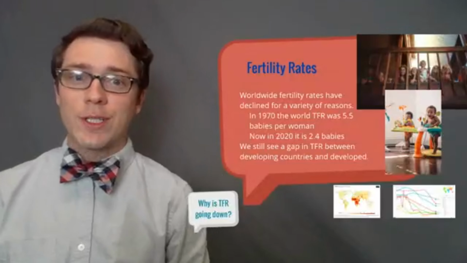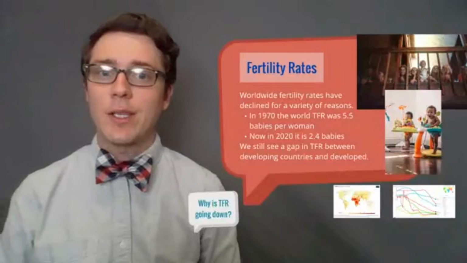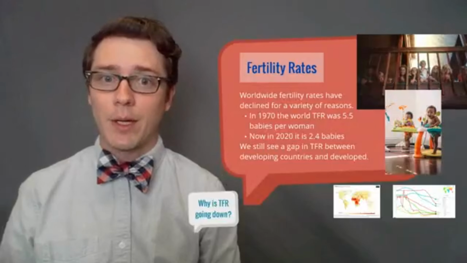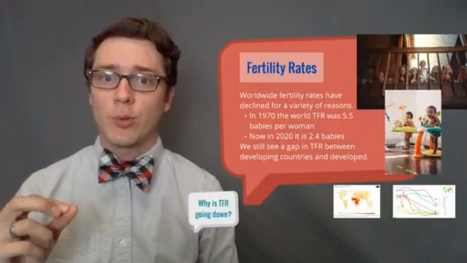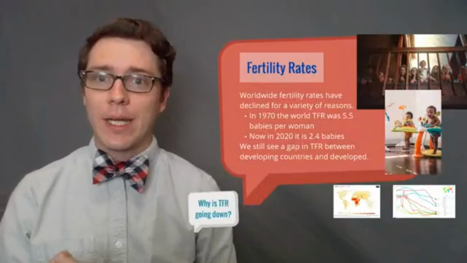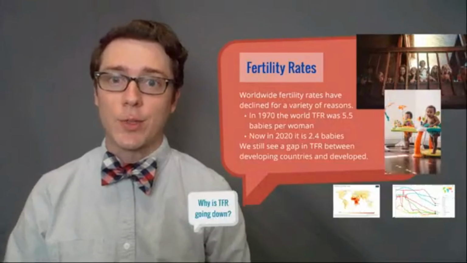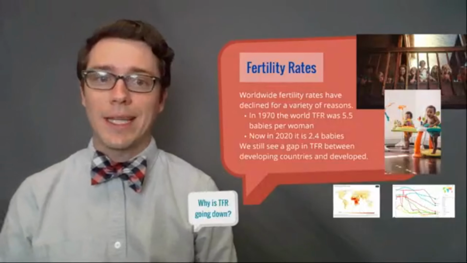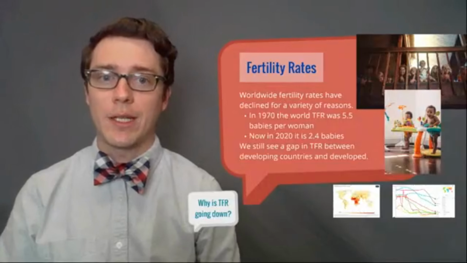So the first is through fertility rates. Fertility rates, as we learned about in an earlier topic, are the rate of children that a woman is likely to have in her childbearing years. So it's the number of kids a woman is likely to have during her childbearing years.